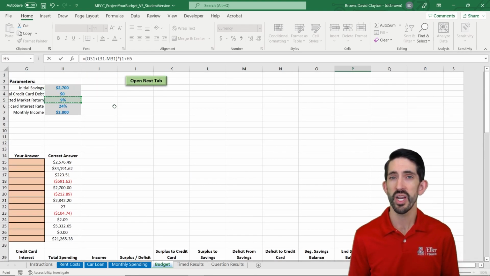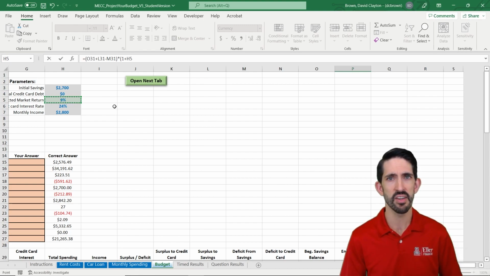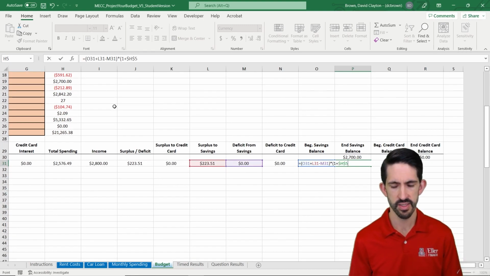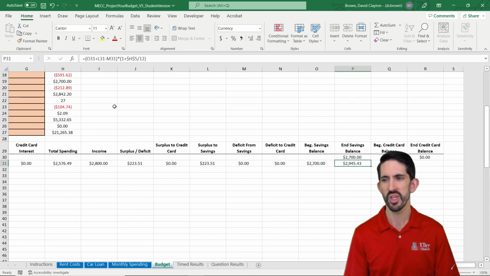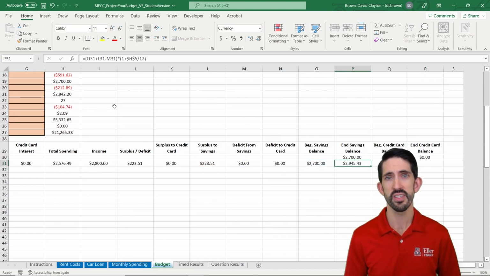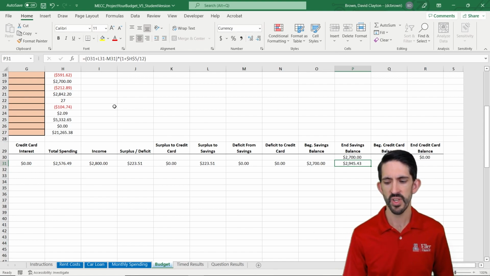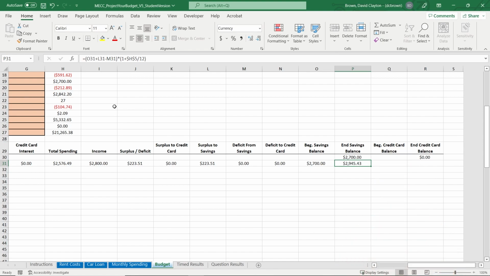Or our expected market return in this case, which we can think of as an interest rate. So we're going to lock that, make sure we divide it by 12 to make it monthly, and we see that we get a little bit of earnings on our money invested in the market. So the more we have invested in the market with that high expected return, the more we expect to accumulate over time.